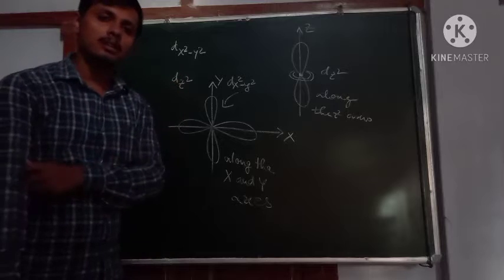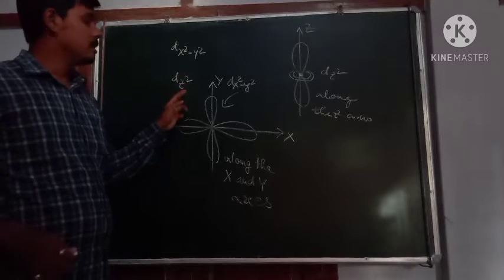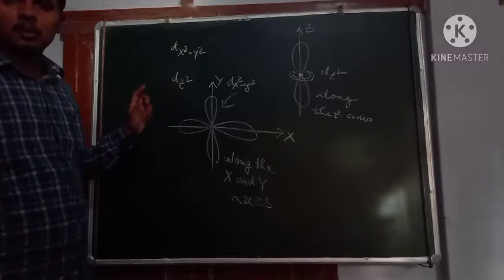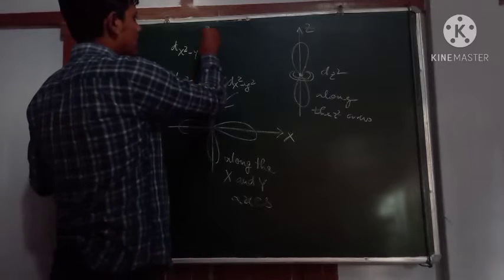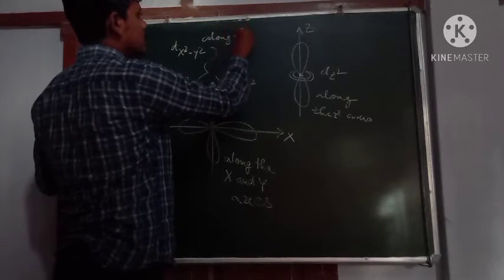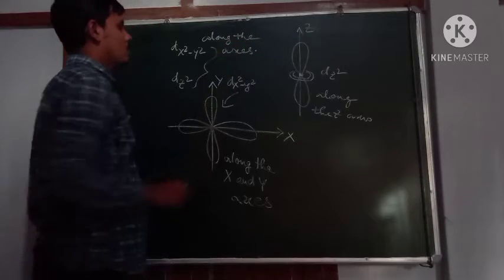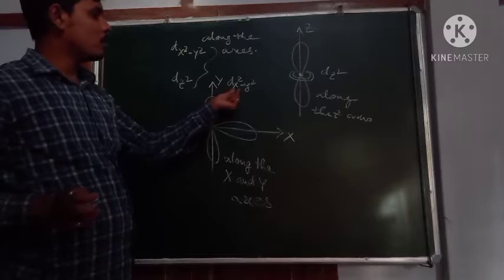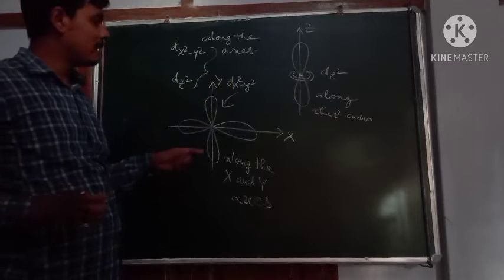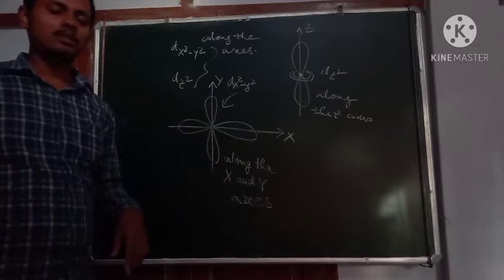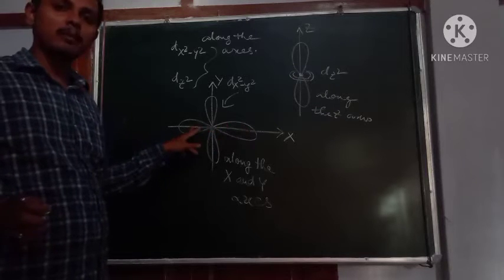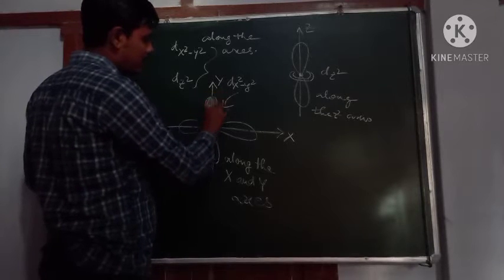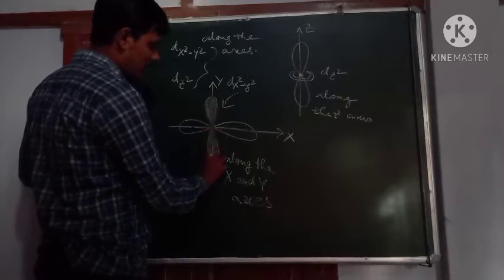So let us now see the dx square minus y square and dz square orbitals. As I already told you, the dx square minus y square orbital and dz square orbital are along the axis. If I specifically talk about the dx square minus y square orbital, this d orbital is along the x axis and y axis. There are four lobes: two lobes are on the x axis and two lobes are on the y axis. That means the probability of getting electrons in the dx square minus y square orbital is along this shaded zone.